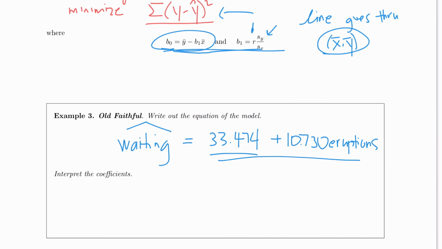The slope, 10.730, is more interesting. It's suggesting that a 1 minute increase in duration is associated with an average increase of 10.73 minutes in the waiting time until the next eruption.